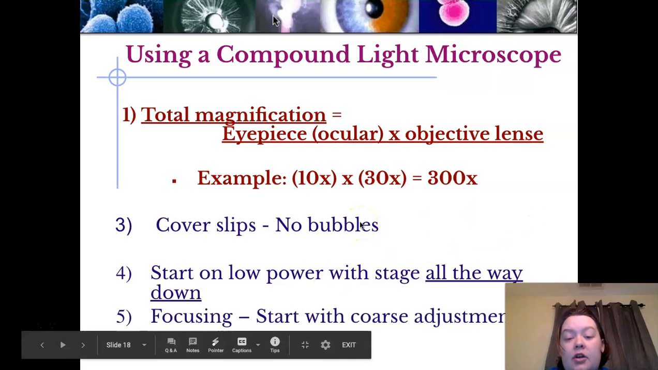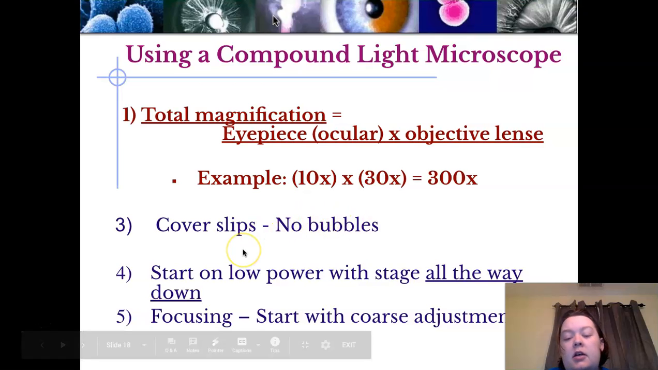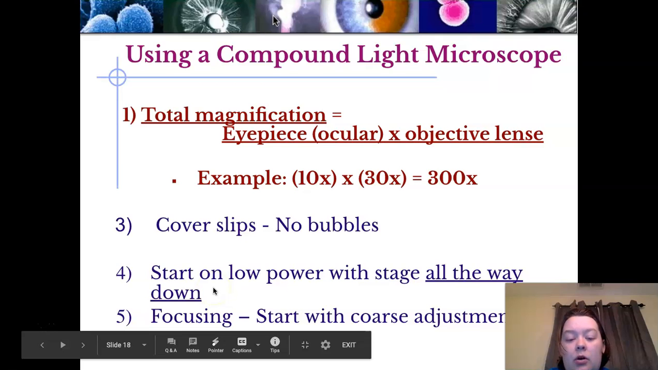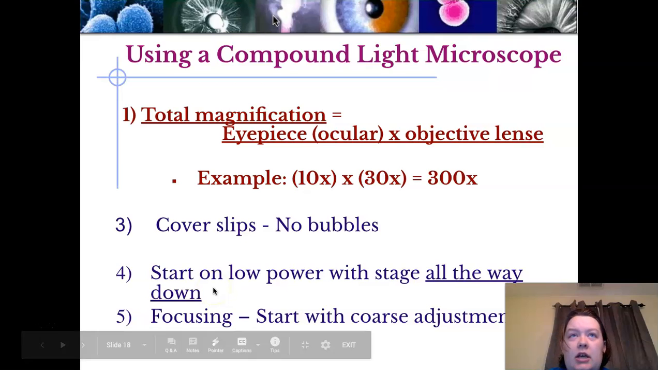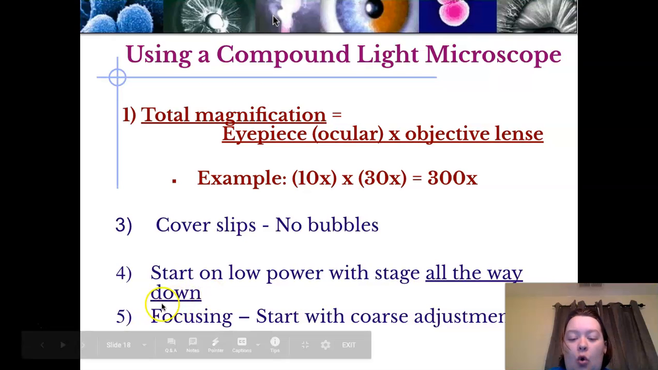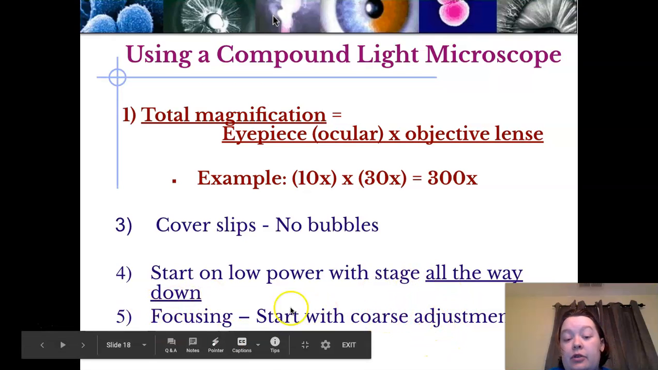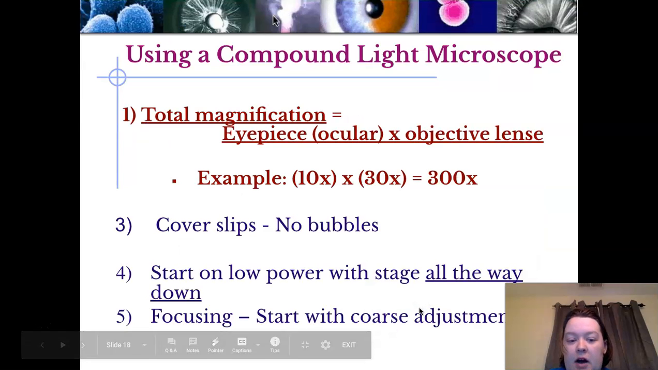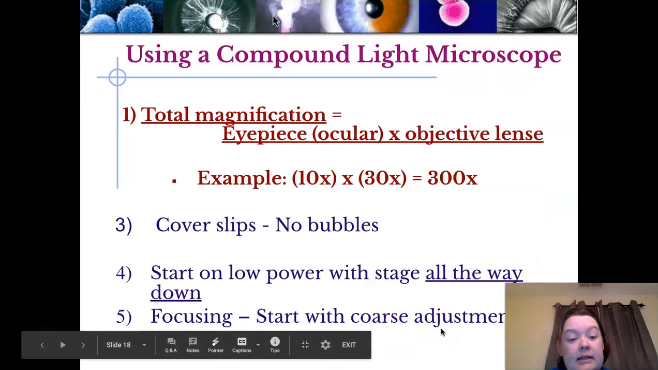After you have your specimen in place and you put it under your stage clips, you want to start on the low power objective. So you always start looking at your specimen using the low power objective with the stage all the way down. That way you're not constantly searching, you just start with it at one extreme all the way down, and then you use the coarse adjustment knob to bring it into view. So you focus first with the coarse adjustment knob, then once you are able to see your specimen, you move on to the fine adjustment knob to make it perfectly clear.